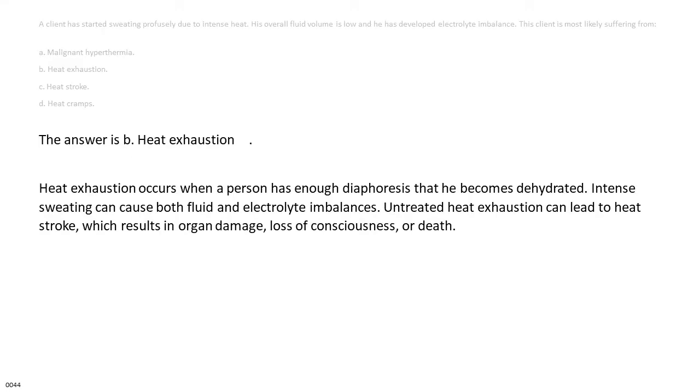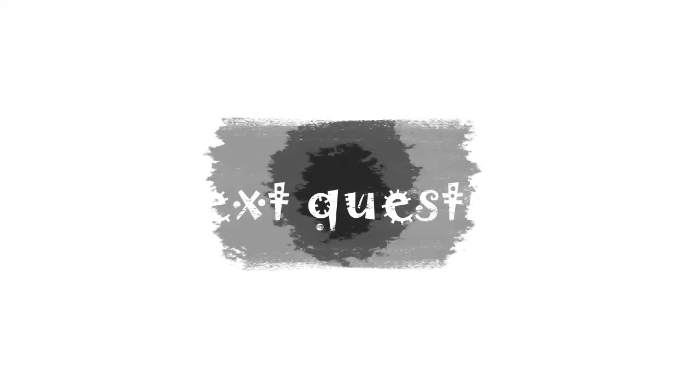The answer is B. Heat exhaustion. Heat exhaustion occurs when a person has enough diaphoresis that he becomes dehydrated. Intense sweating can cause both fluid and electrolyte imbalances. Untreated heat exhaustion can lead to heat stroke, which results in organ damage, loss of consciousness, or death.